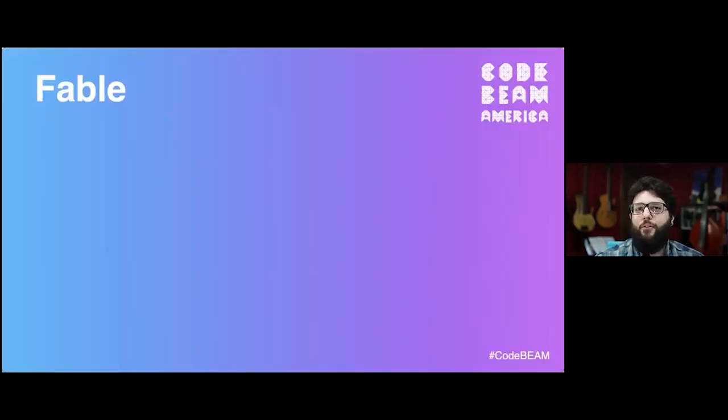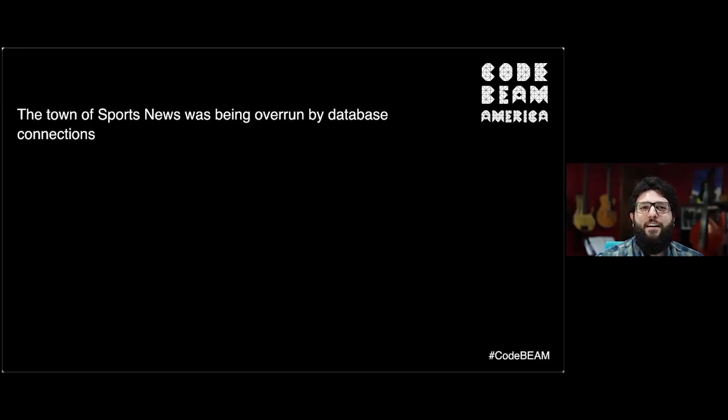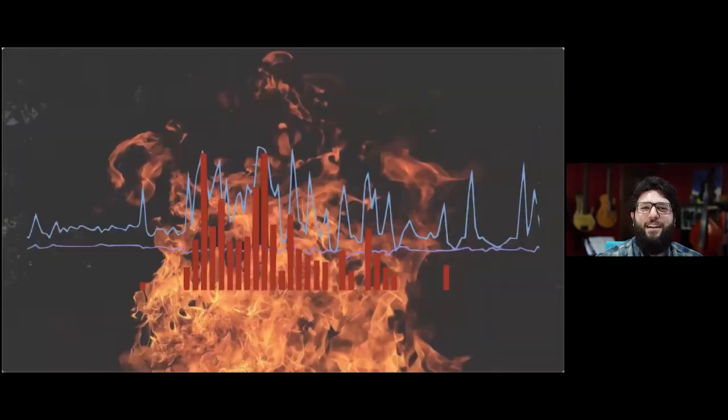But first up is our first story. This is our fable. I call it the Pied Piper of Ecto database pools. The town of Sports News was being overrun by database connections. And we had this pretty horrific looking graph. Now I'll show this graph again later with axes and legends and some more details. But essentially what's going on here is we had a traffic spike that increased our traffic so much that our database pools couldn't keep up with the amount of requests coming into the system.